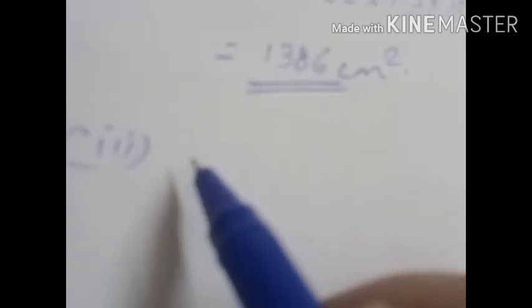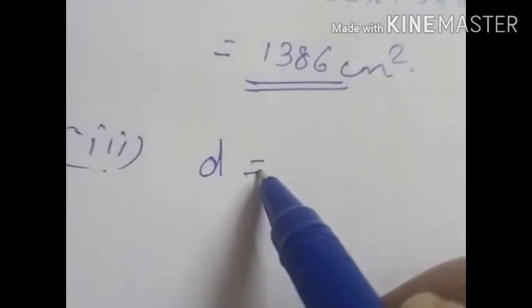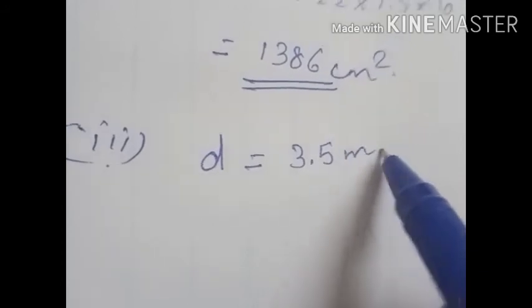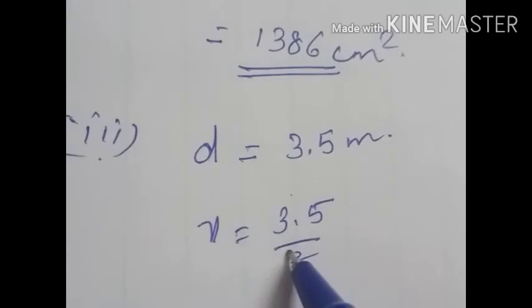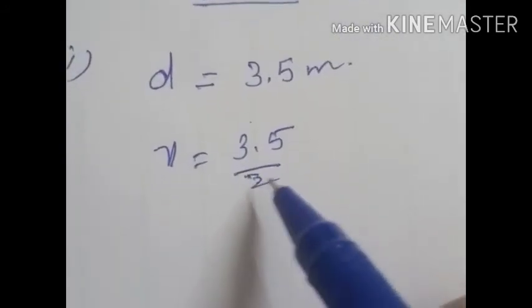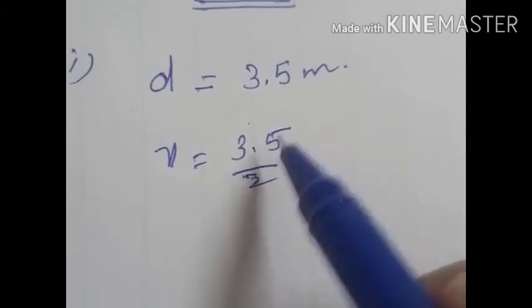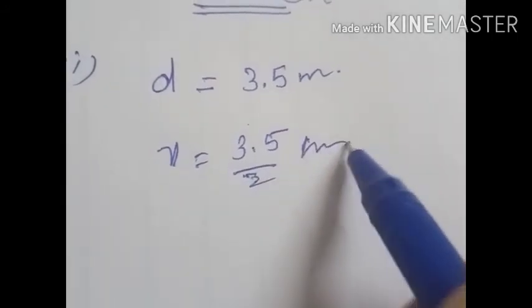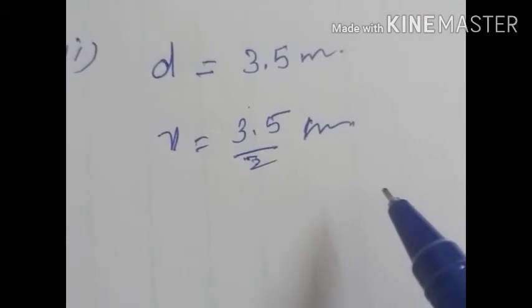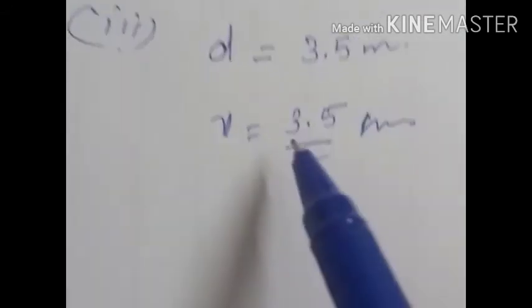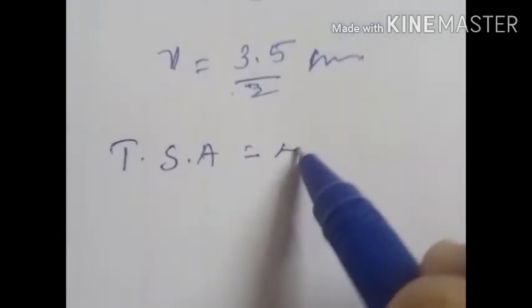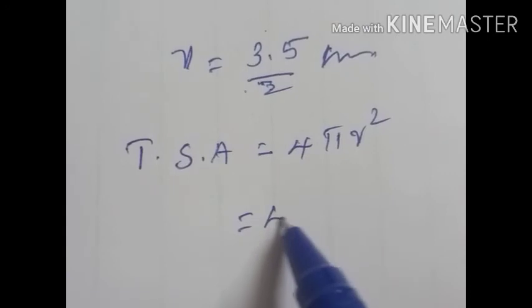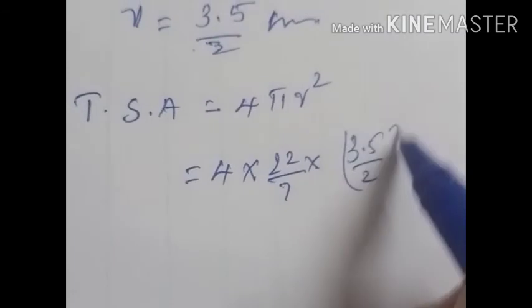Then the third sub-question. It is given that the diameter of the sphere equals 3.5 meter. So radius equals d by 2, that is equal to 3.5 by 2. Here it is not divisible, so we can write this itself as radius. No need to simplify it again. If you want to simplify, you can do, but it is easy to do in this way itself. Then we have to find the total surface area of the sphere, that is 4 pi r square.